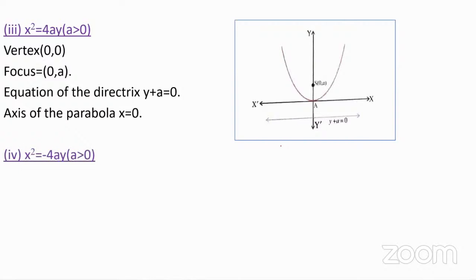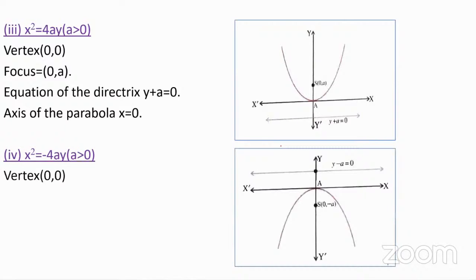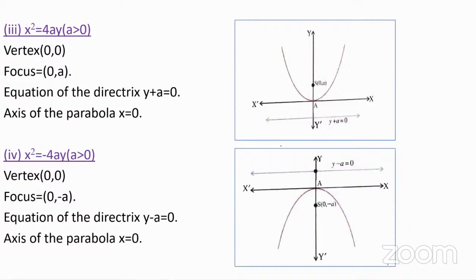Similarly, x square equal to minus 4ay, where a is greater than 0. The diagram looks like this, below the x-axis. The vertex is 0 comma 0, the focus is 0 comma minus a, the equation of the directrix is y minus a equal to 0, and the axis of the parabola is x equal to 0. So these are the 4 types of parabola with vertex 0 comma 0.